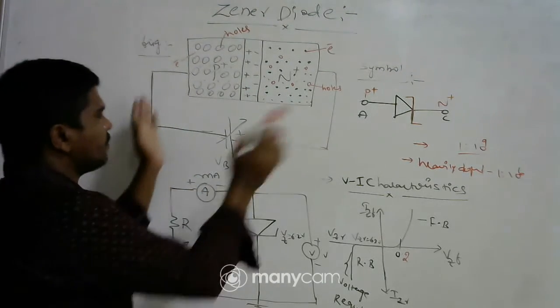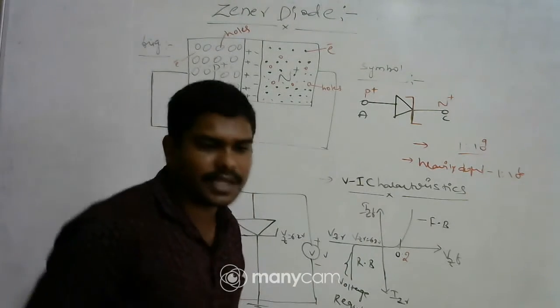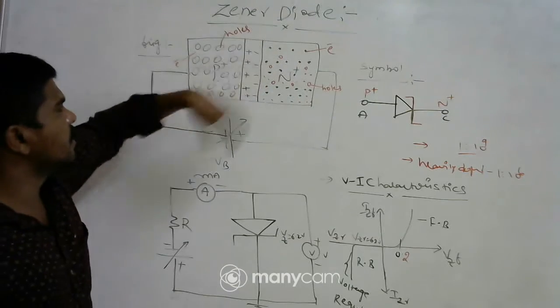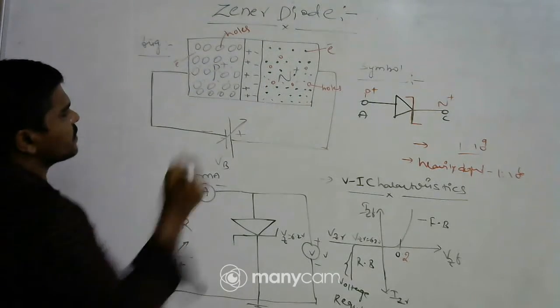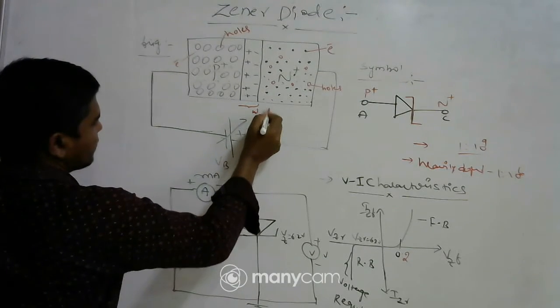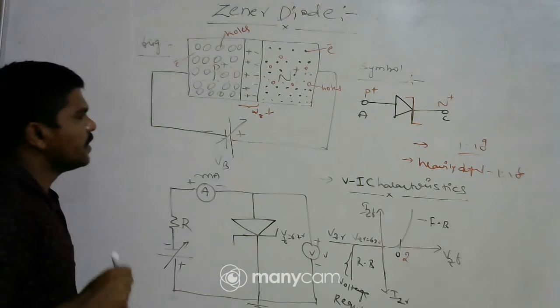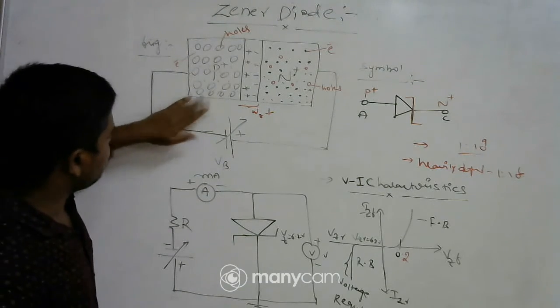When you combine these two materials, they form the junction. This is the Zener diode, and its width is very small compared to the PN junction diode width.